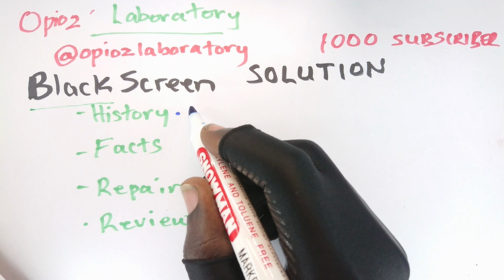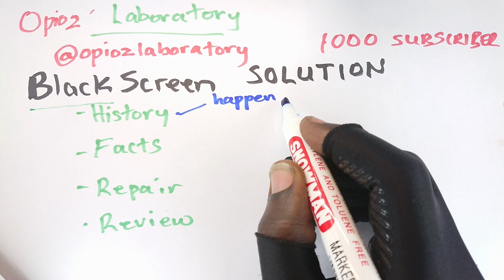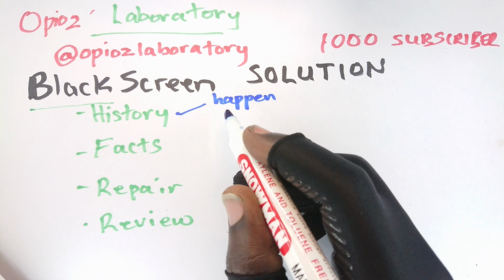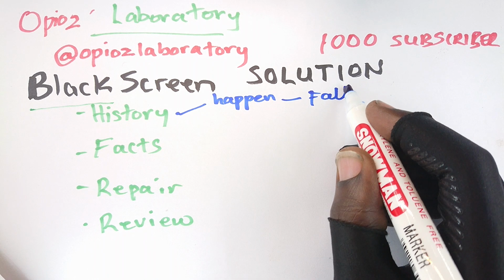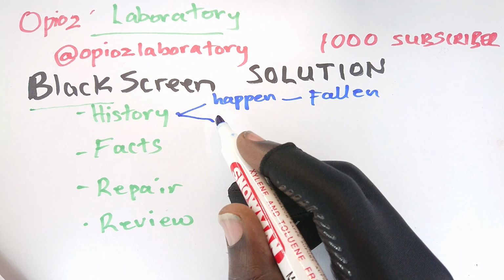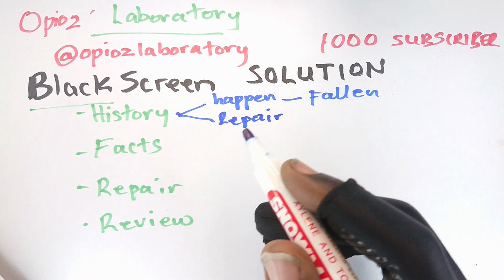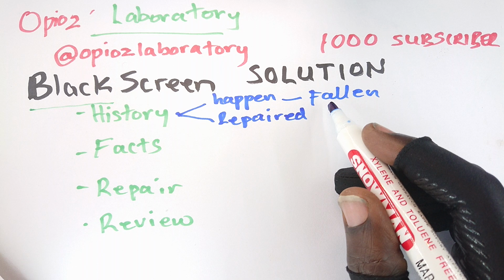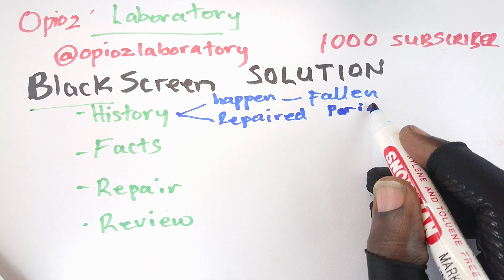In history taking, basically you ask what happened prior and around the time the screen stopped working or went blank. In that scenario, I was told that the phone had fallen and the screen went blank. The other part of the history is that the phone had been repaired before, which already had something going on in the background, and that would help to inform my decision in repairing this device.